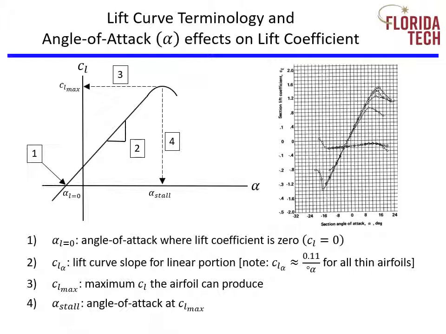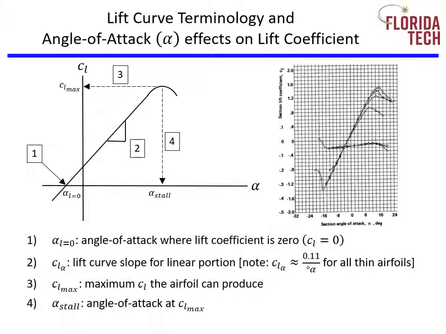Second, the lift curve slope, denoted by CL alpha, is typically linear below stall. Its slope for all thin airfoils, believe it or not, is a constant number, and it's 0.11 per degree, or 2 pi per radian. This can be proven theoretically using thin airfoil theory, and is a very significant result.